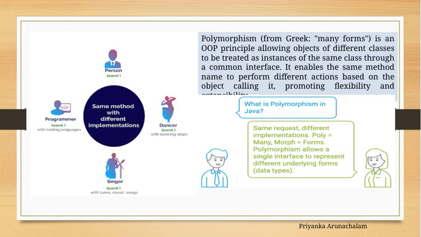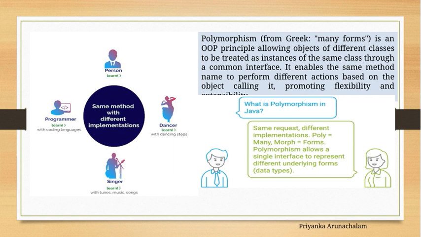Polymorphism, which comes from the Greek word meaning many forms, is a fundamental principle in object-oriented programming. It allows objects of different classes to be treated as instances of a common superclass or interface. This means that even if objects belong to different classes, they can still be handled in a uniform way, as long as they share a common interface.